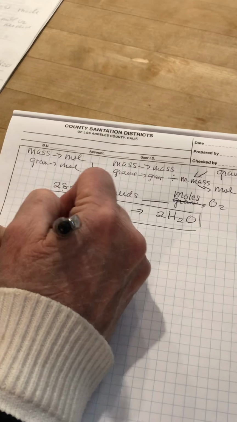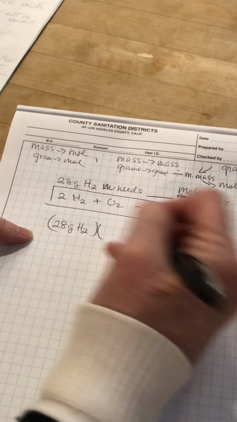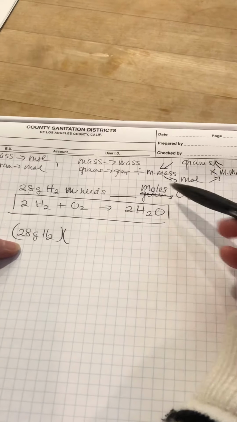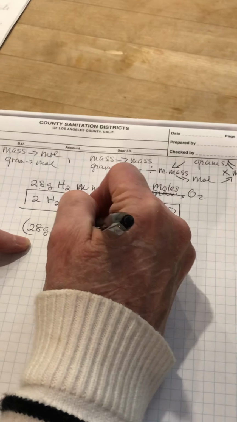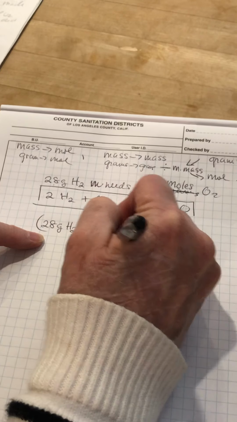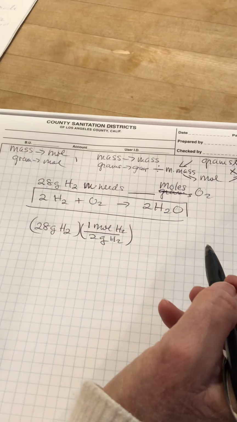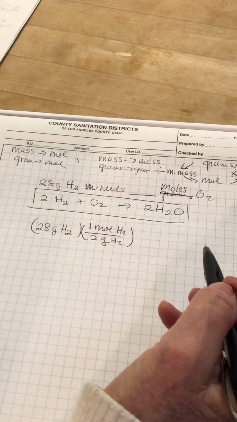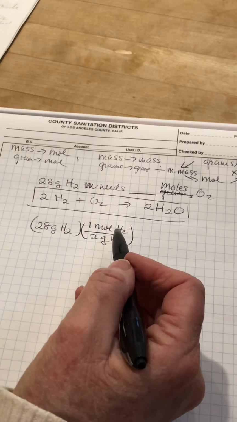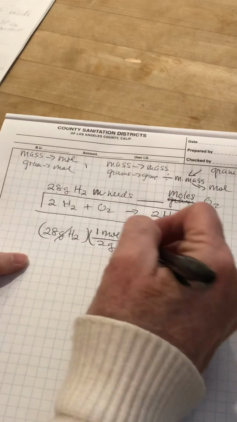So I write down 28 grams of hydrogen. And to go from grams of hydrogen to moles of hydrogen, I'm going to divide by the molar mass of hydrogen. 1 mole of hydrogen weighs 2 grams. That's just estimating to the ones place. All right, that would give me 14 moles of hydrogen. So I've canceled the grams of hydrogen.